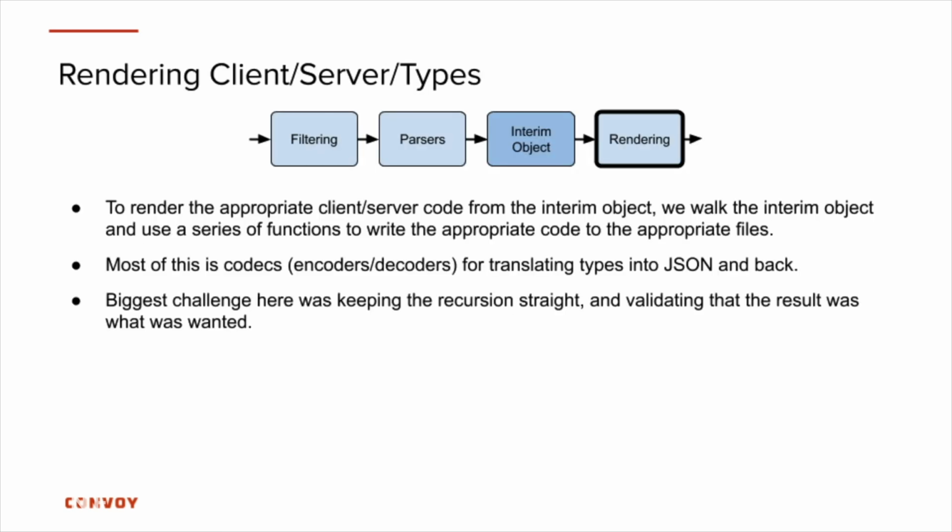The final step in processing is the rendering code. We need to render quite a bit of logic: client, server, types, environment, configuration, etc. To render the appropriate code from the interim object, we walk the interim object and use a series of functions to write whatever we need to the appropriate files. The most complicated portion of this logic is generating codecs, or encoders and decoders, for translating types into JSON and then back to TypeScript. It was really difficult to keep the recursion straight here, and validating that the result was what we wanted was very tricky.